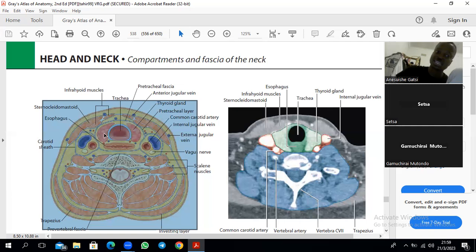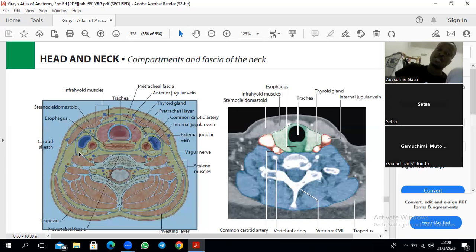Then at some point, those 3 fascias that I've mentioned, the investing layer, pretracheal, and prevertebral, will merge and create a carotid sheath. Within the carotid sheath, we'll find the common carotid artery, the internal jugular vein, and the vagus nerve. Those are the 3 main components that we find in the carotid sheath. If you read further, it will tell you that the common carotid divides into internal carotid and external carotid, so at some point within the sheath you have both.